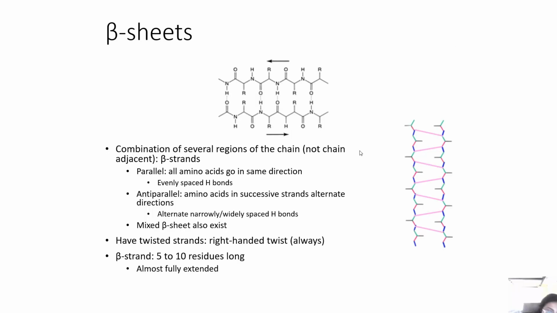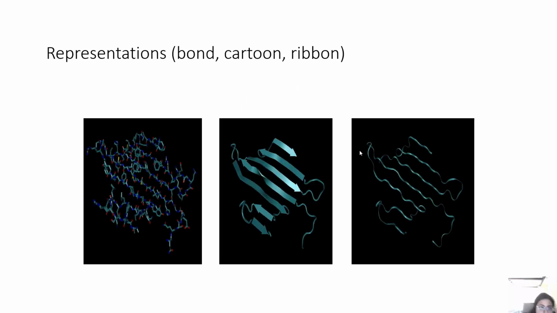Beta sheets are a combination of several regions of the chain, not chain adjacent. In parallel beta strands, all amino acids go in the same direction, with evenly spaced H bonds. In anti-parallel strands, amino acids in successive strands alternate directions, with alternate narrowly and widely spaced H bonds. Mixed beta sheets also exist. They have twisted strands, right-handed twist. A beta strand is 5 to 10 residues long, almost fully extended.